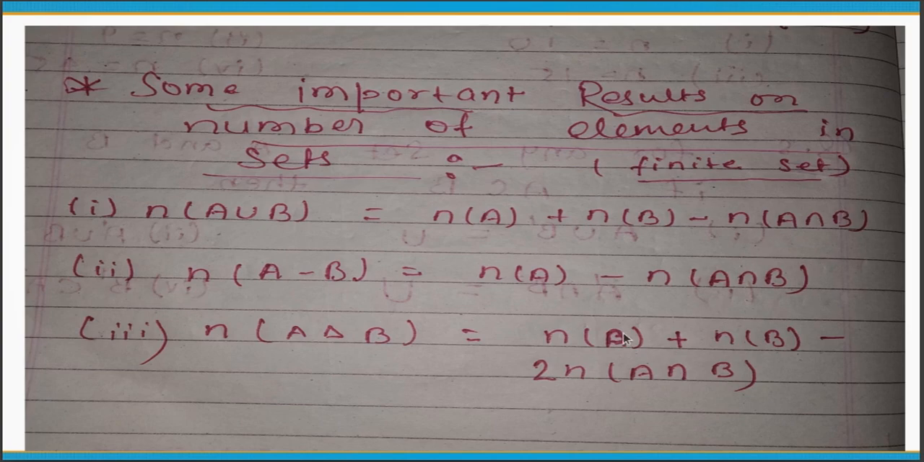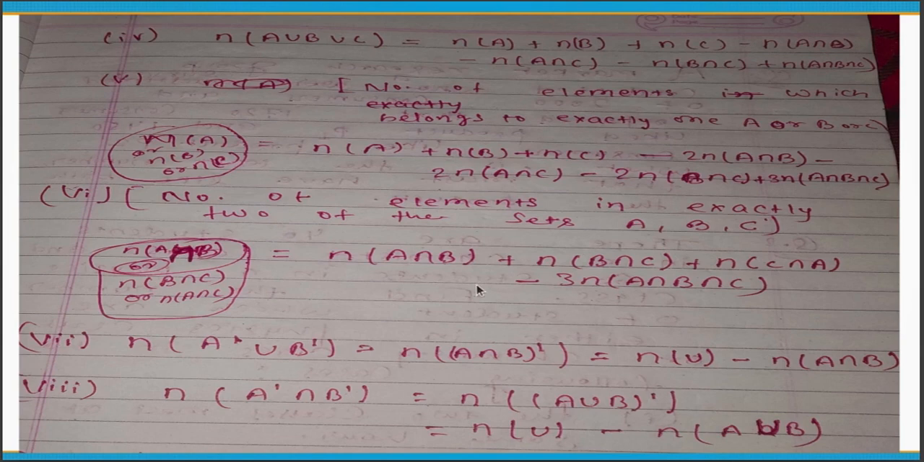n(A minus B) equal to n(A) minus n(A intersection B), the number of elements in A that have common elements with B. Number of A delta B equal to n(A) plus n(B) minus 2 n(A intersection B).